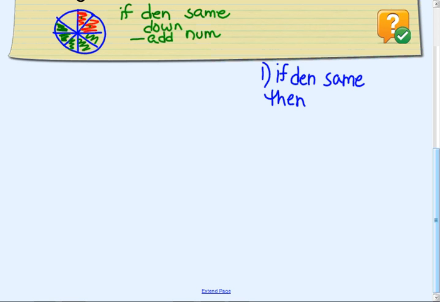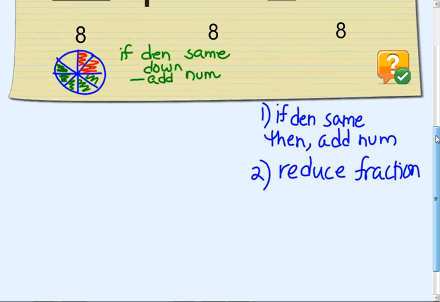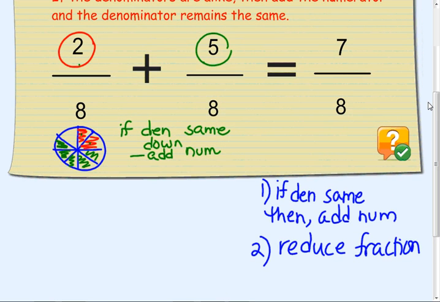Okay, so the denominators are the same. You just add the numerators. But other things could happen. If this happens, you might have to reduce your fraction. Well, can I reduce 7/8? Is there a number that goes into both 7 and 8 evenly, besides 1?